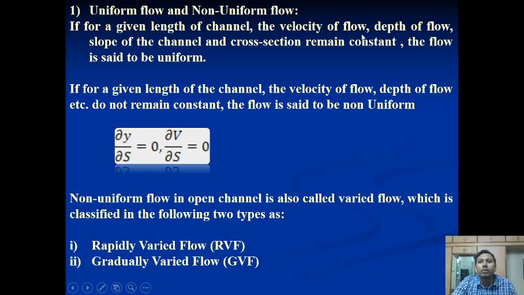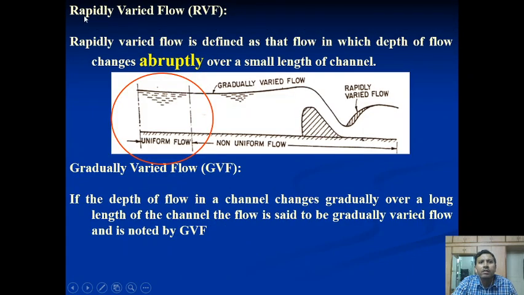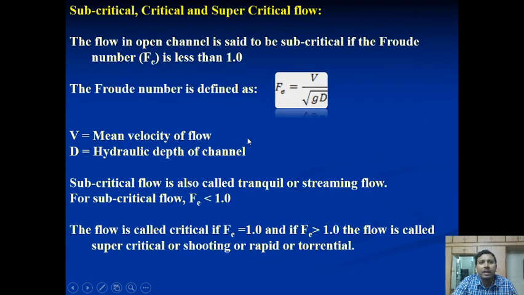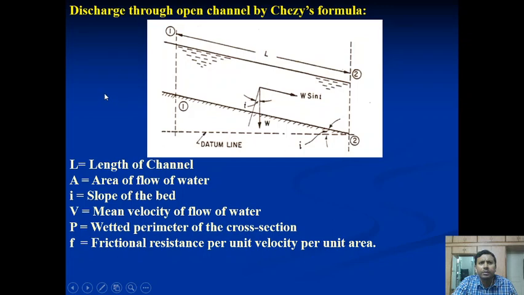Then uniform flow and non-uniform flow. We consider uniform flow where the length of the channel, velocity, and depth do not change with respect to the cross-section or area of the flow. And then there is non-uniform flow, and non-uniform flow is divided into rapidly varied flow and gradually varied flow. And again, non-uniform flow is divided into subcritical, critical, and supercritical flow. So these are the important parts where we first define the different types of flow. And based on this type of flow, we divide open channel flow into two parts: one is uniform flow and another one is non-uniform flow.